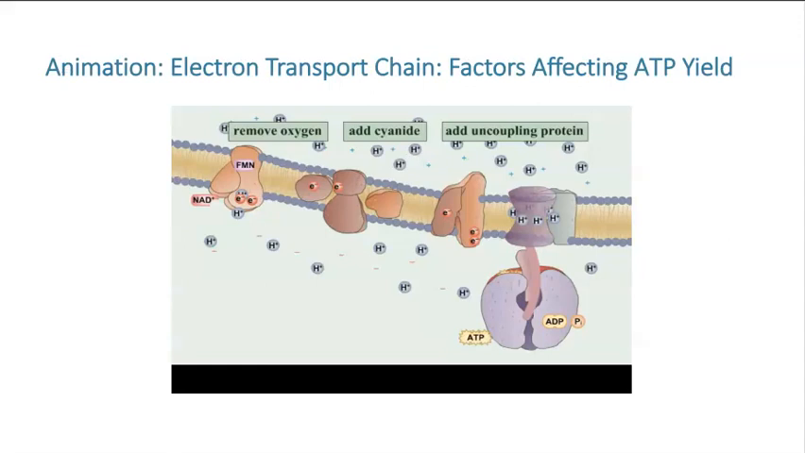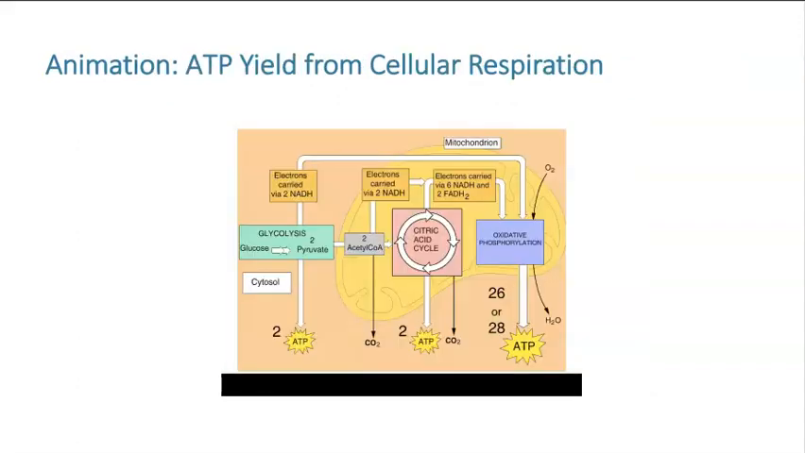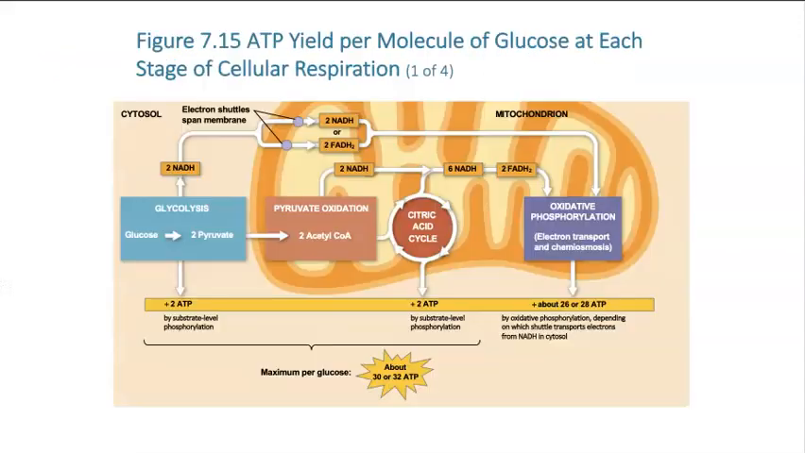This is just another reminder that there are some excellent animations in your book, and here are the different factors that affect ATP yield. So please go ahead and watch that animation. It's very interesting. It'll talk about what happens if there's more or less oxygen, what happens if cyanide is taken, and what happens if you uncouple some proteins. There's also an overall ATP yield animation for you to watch. So feel free to watch any of these animations from your textbook.